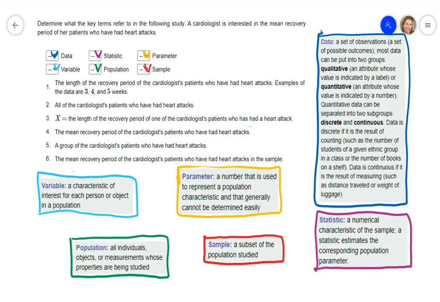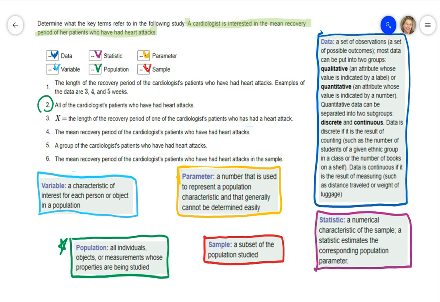I usually like to start with population because it's the easiest one to figure out. The population is all the individuals, objects, or measurements whose properties are being studied. That's right here, population in green. And what we are studying is a cardiologist is interested in the mean recovery period of her patients who have had heart attacks. So we are looking at the cardiologist's patients who have had heart attacks. That's what we're looking for. And that would be number 2, all of the cardiologist's patients who have had heart attacks.